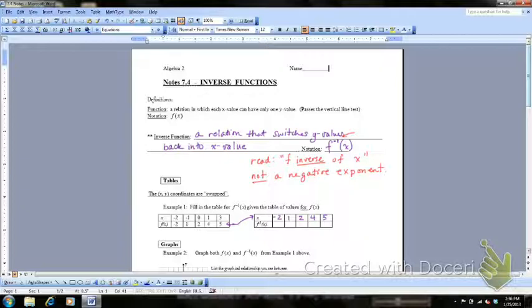And likewise, we're going to do the same thing with this row up here. The x's are now going to become the y's. So this row is going to look like this: -2, -1, 0, 1, and 3. And it's that simple. That's all you've got to do to create an inverse for a table. I know everybody can handle that, so we're not going to look at any other examples for tables. We're going to move on to graphs.